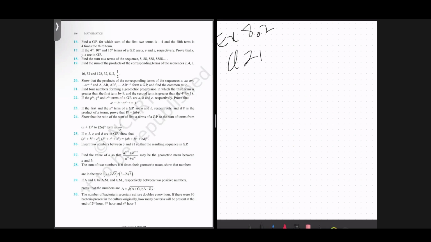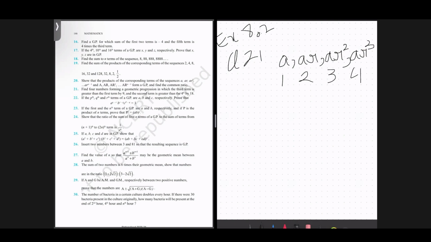Question number 21. We have been told to find four numbers forming a geometric progression in which the third term is greater than the first term by 9 and the second term is greater than the fourth term by 18. So we have been told to find a geometric progression which has four numbers. Let us assume these particular numbers to be a, ar, ar square, and ar cube. So these are your first, second, third, and fourth terms respectively, right?